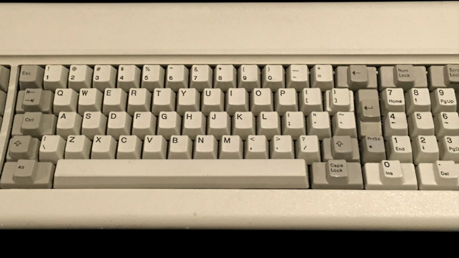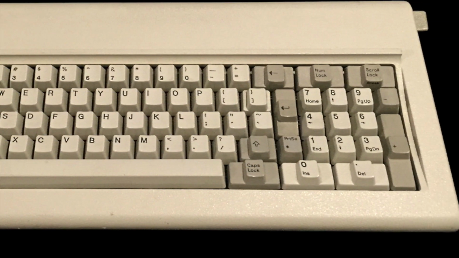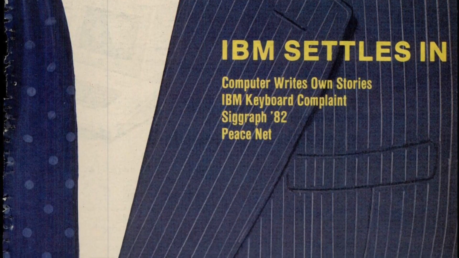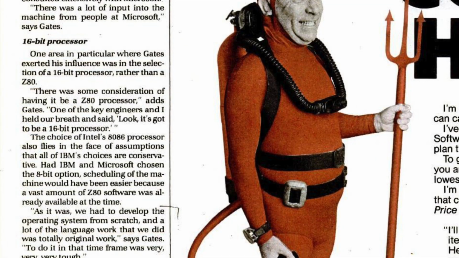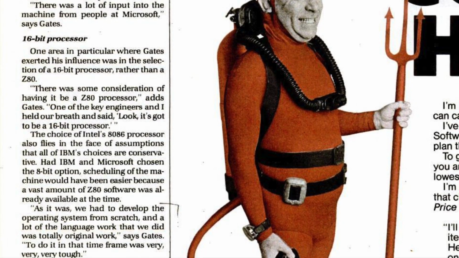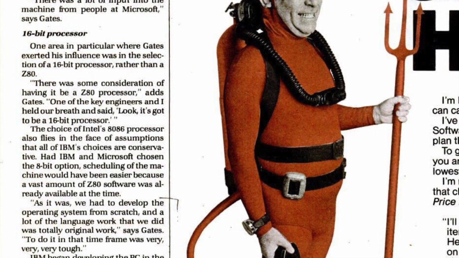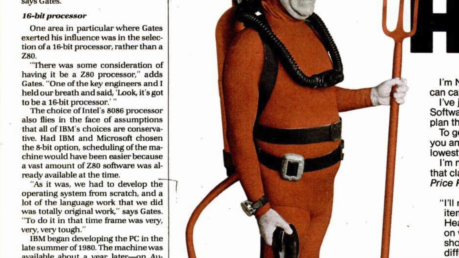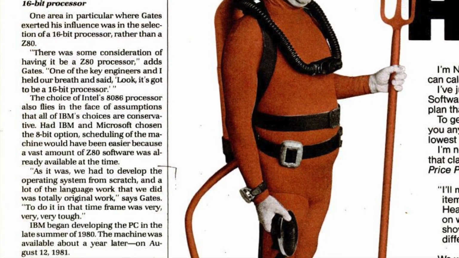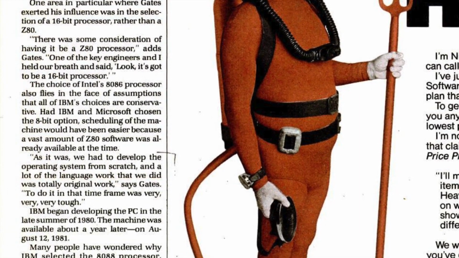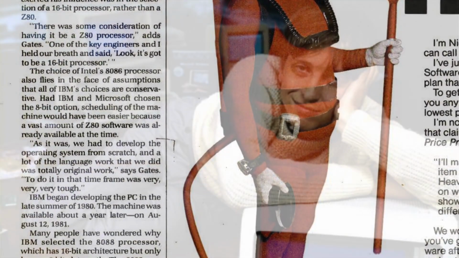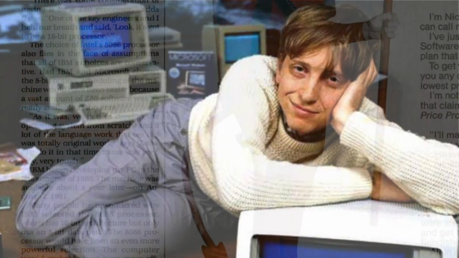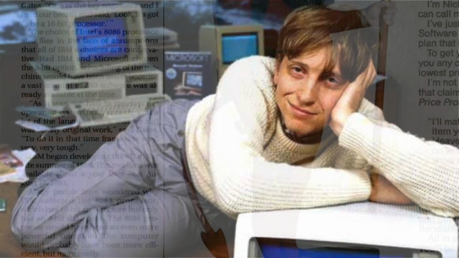The fourth reason that IBM chose the 8088 was perhaps because of outside influence. In a copy of InfoWorld magazine from August 1982, Bill Gates was quoted that there was a lot of input into the design of the IBM PC from people at Microsoft. This input was made even before IBM greenlighted the development of the PC. Gates went on to say that Microsoft made influential statements about not using the Z80 CPU. There was some consideration of having it be a Z80 processor. "One of the key engineers and I held our breath and said, 'Look, it's gotta be a 16-bit processor.'"